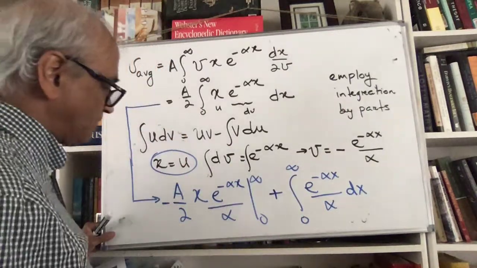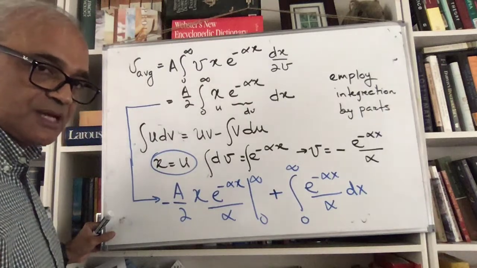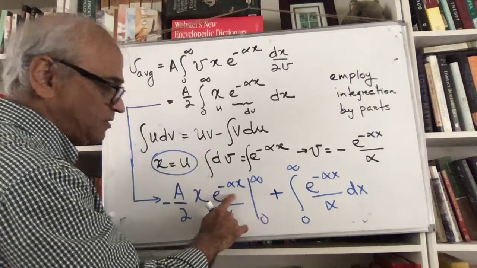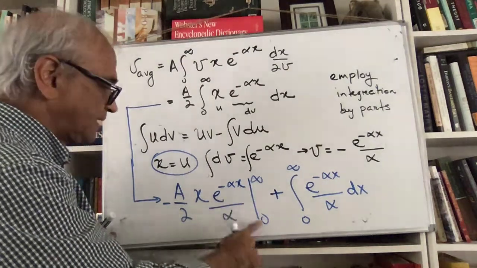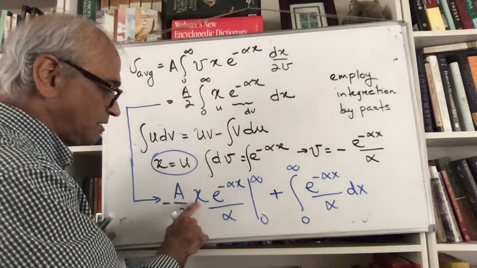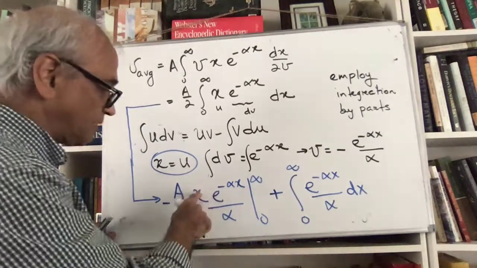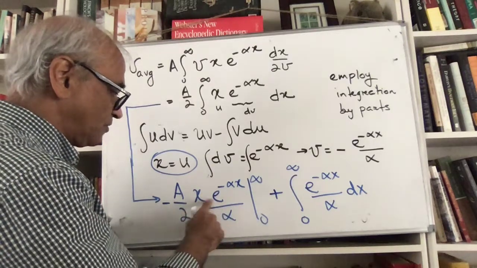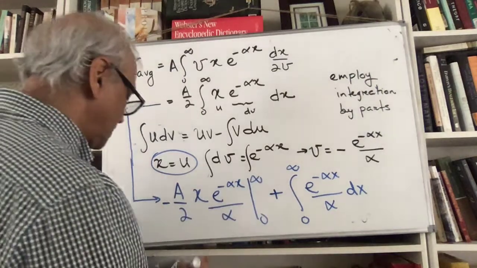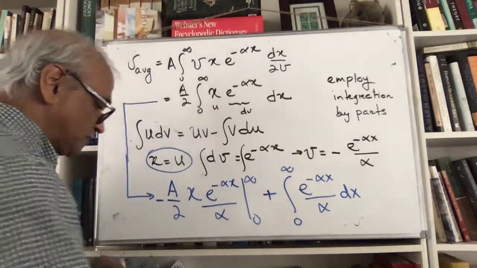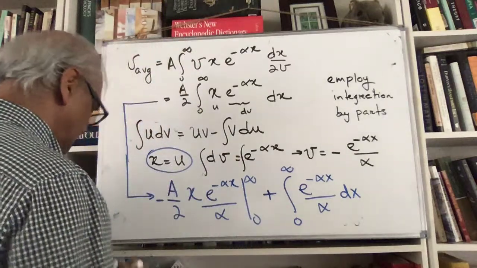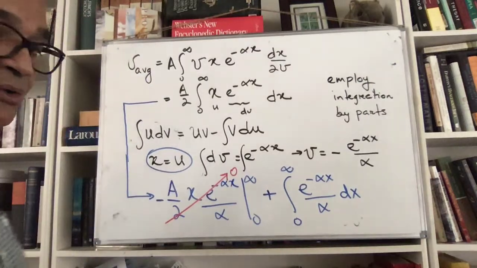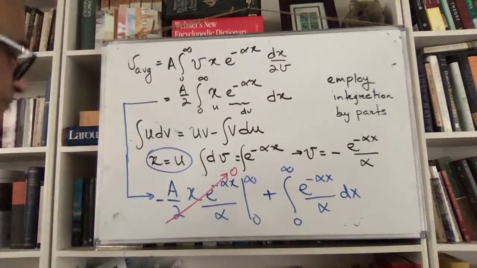What about this first guy? If I put infinity over here, e to the power minus infinity is 0. And for the second one, if I put 0 here, that's 0 also. So the first one would be infinity times 0, which is 0, and the second one would be 0 times whatever, which is 0. So this entire thing goes to 0. I don't have to worry about it. That's a big relief. This entire thing goes to 0 once you put the limits in there.